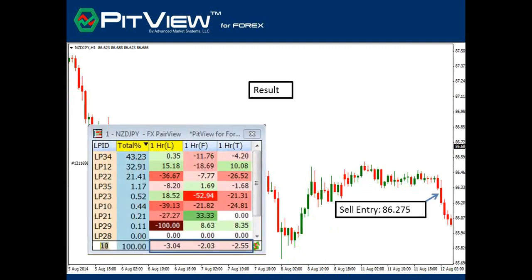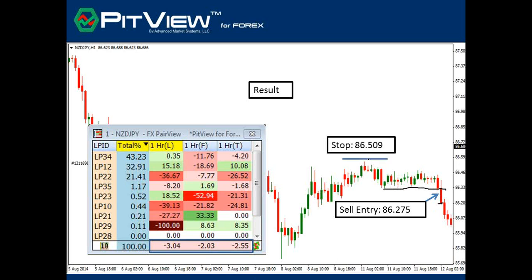I'll show you kind of the result here. The sell entry is right when it broke through. We didn't wait for confirmation. We didn't have to wait for confirmation. This is just a simple 1-to-1 risk-reward ratio trade. Our sell entry was right here at 86.275, right when it broke that horizontal support level.